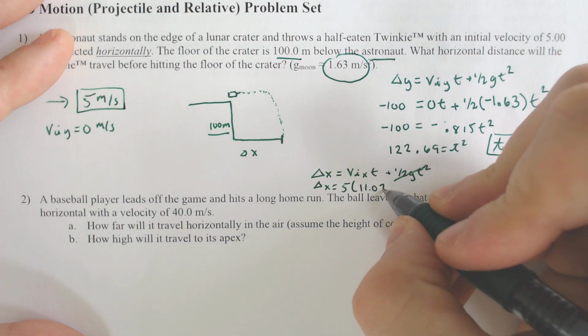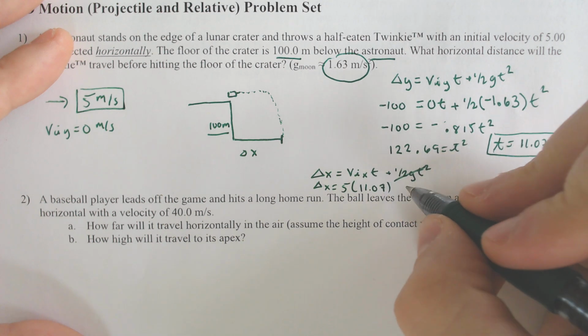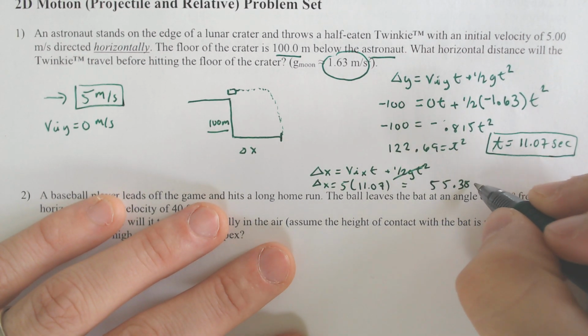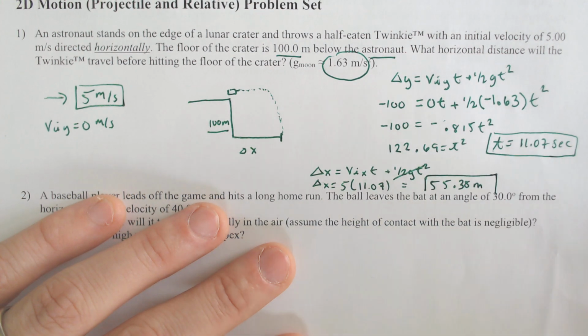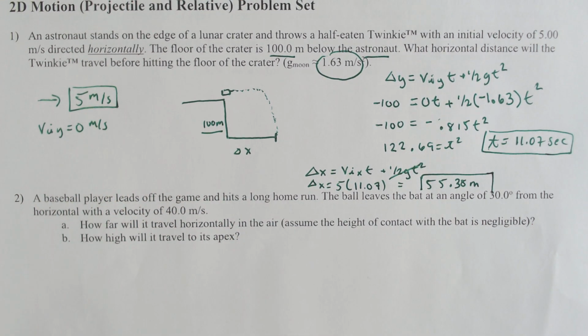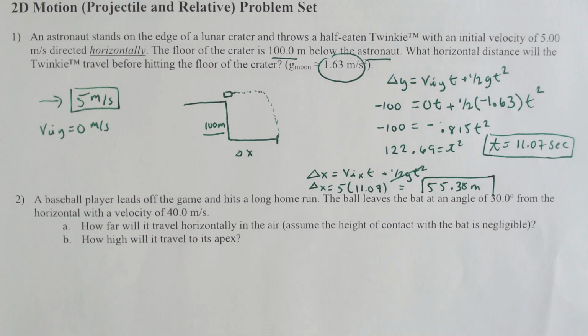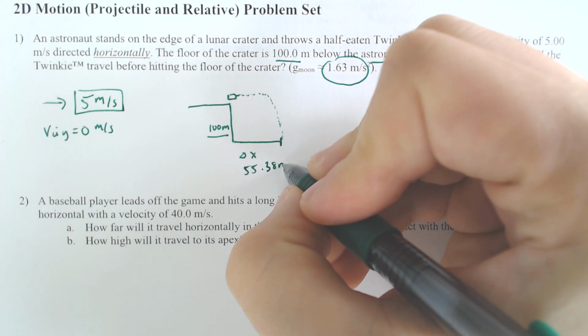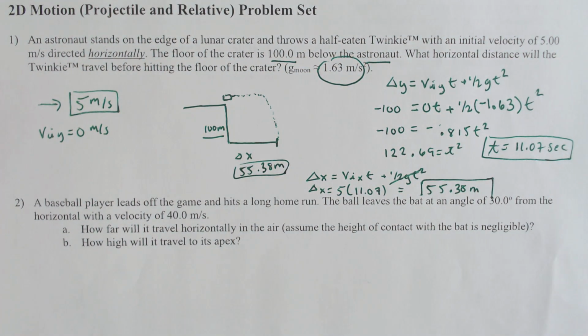We plug in our time that we just found, and we get a delta x of 55.38 meters. Excellent. No, that's not the time, that's the distance that it would go horizontally. So 55.38 meters. Beautiful. All right.